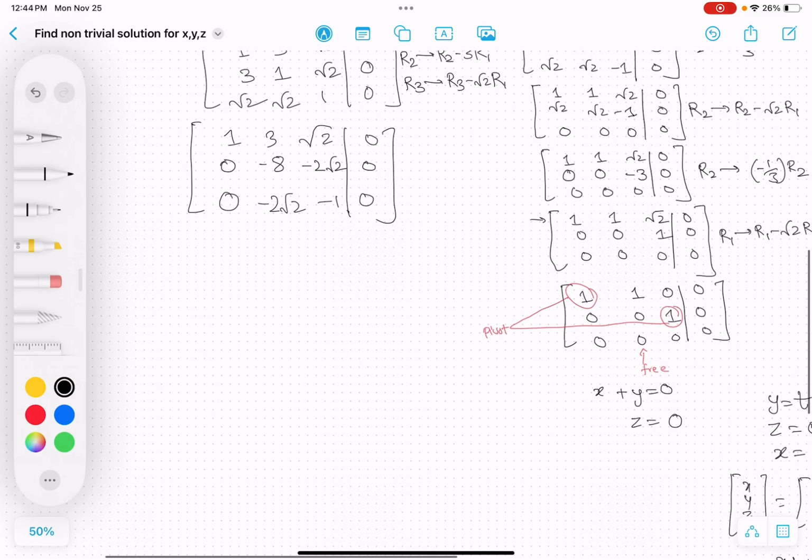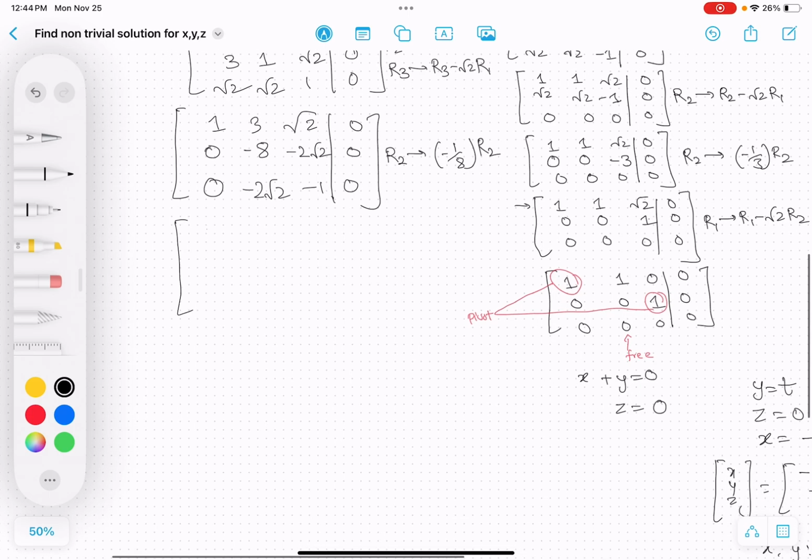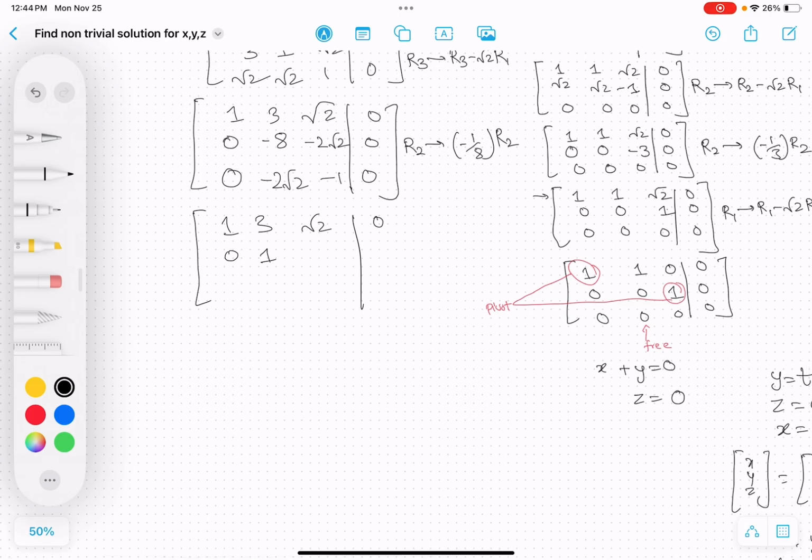Okay. So now, I want to make this minus 8 a 1, right? Let me do that. I want to make row 2 equal to negative 1 by 8 times row 2. So if I do that, 1, 3, root 2, 0, 0, 1. Now this will be 2 root 2 by 8, so that means 2 root 2 by 2 root 2 square, so 1 by 2 root 2. And 0, minus 2 root 2, minus 1, 0, 0.